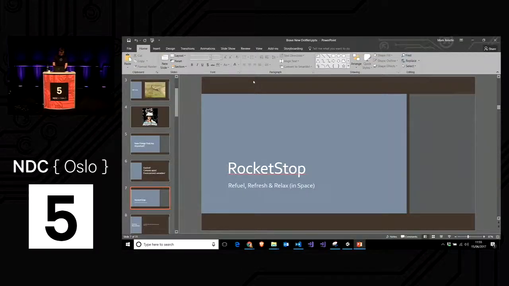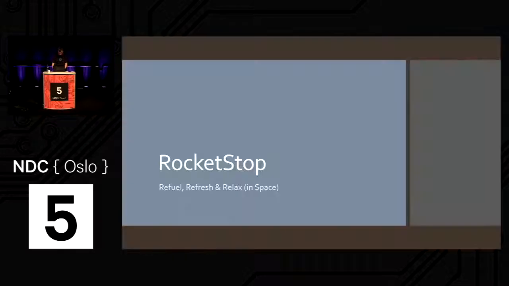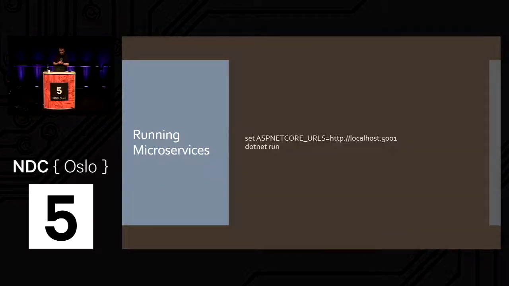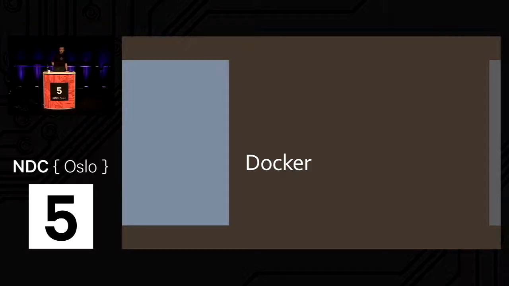This is how you do this from the command line. You set your ASPNETCORE_URLS, and then you've got to try and keep track of what's running where and everything else, which is quite annoying. And that is why we use Docker.